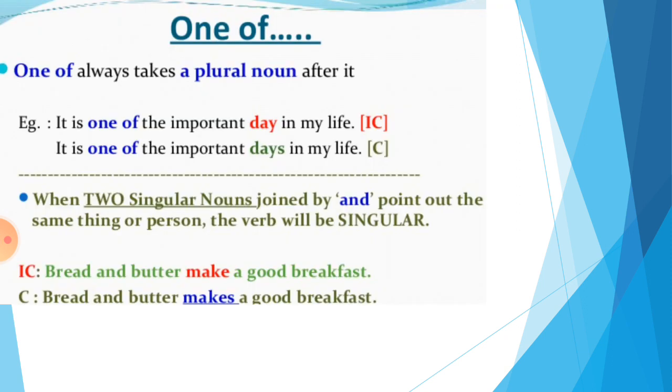One of. One of always takes a plural noun after it. It is one of the important day in my life. It is incorrect. It is one of the important days in my life. One of always takes a plural noun. When two singular nouns joined by and point out the same thing or person, the verb will be singular. Example, bread and butter makes a good breakfast, but not bread and butter make a good breakfast.